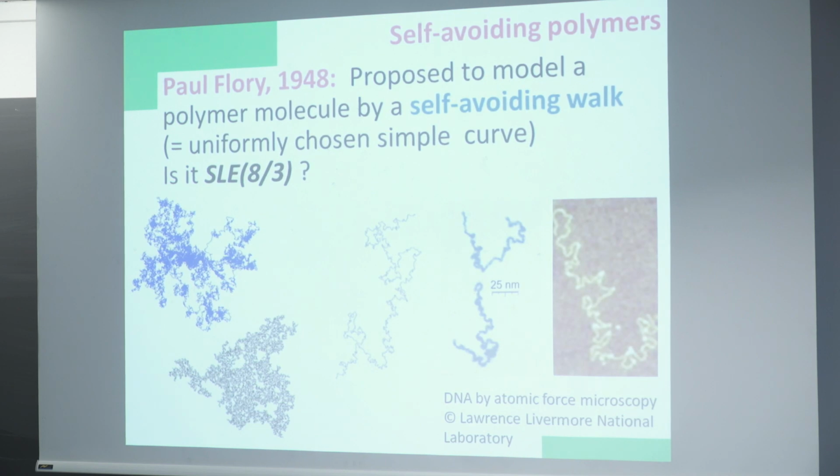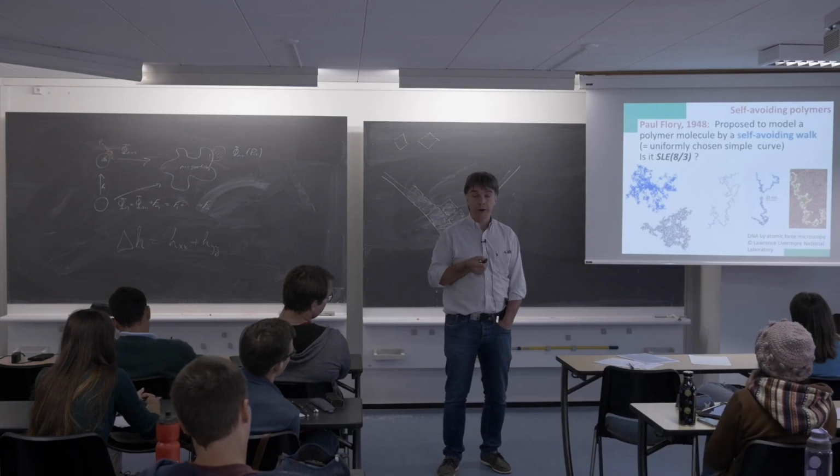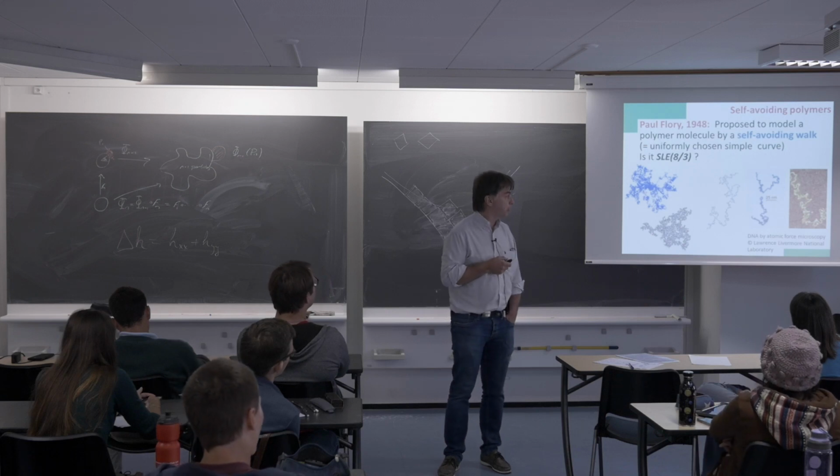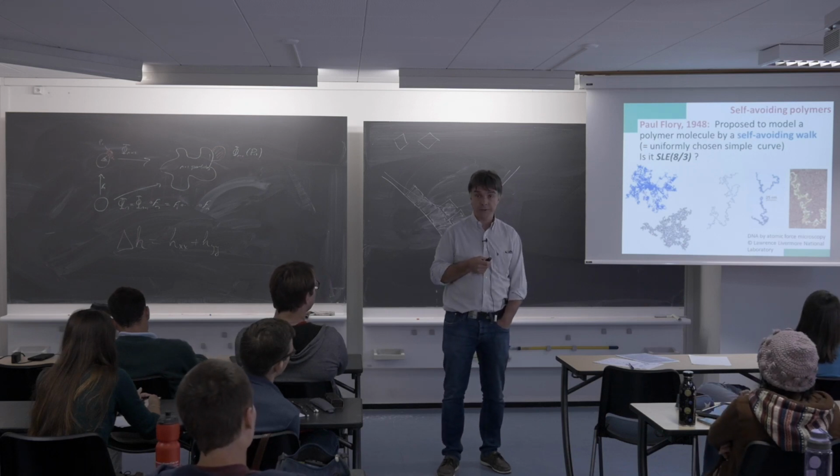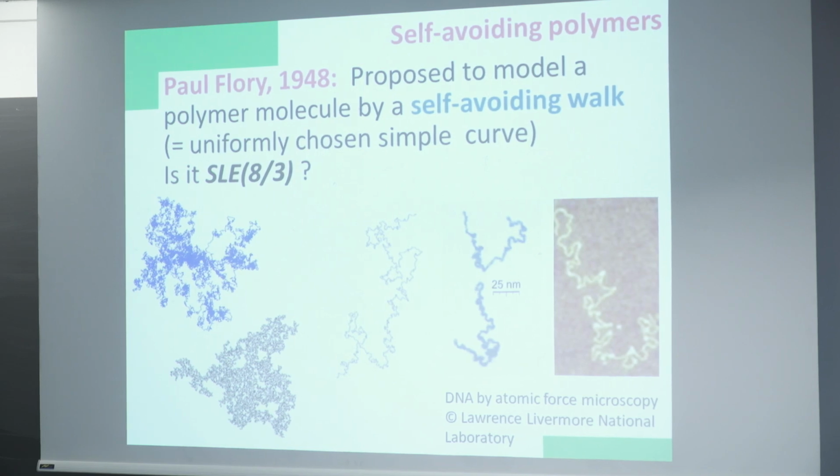There is a model which was introduced by Paul Flory, Nobel Prize in Chemistry, as a model for the position of a polymer molecule in space. So a polymer molecule can be very, very long.